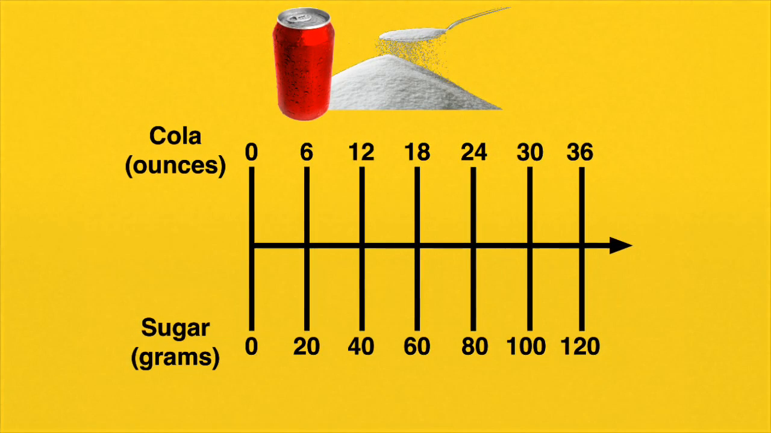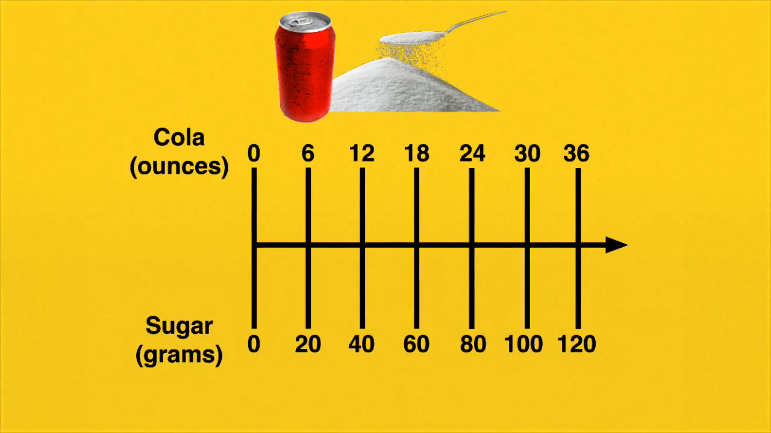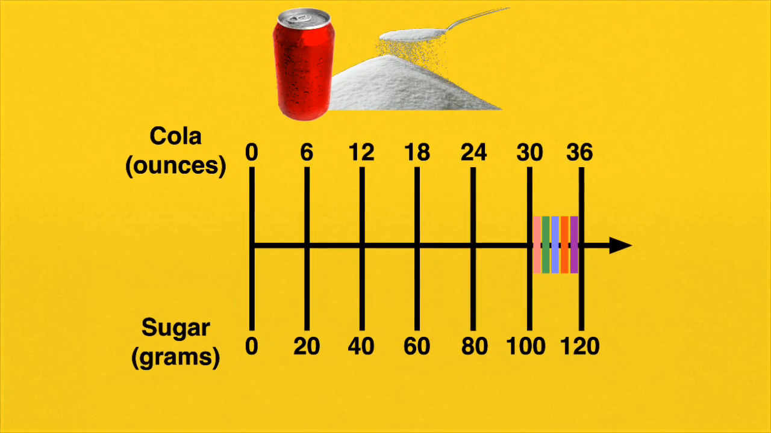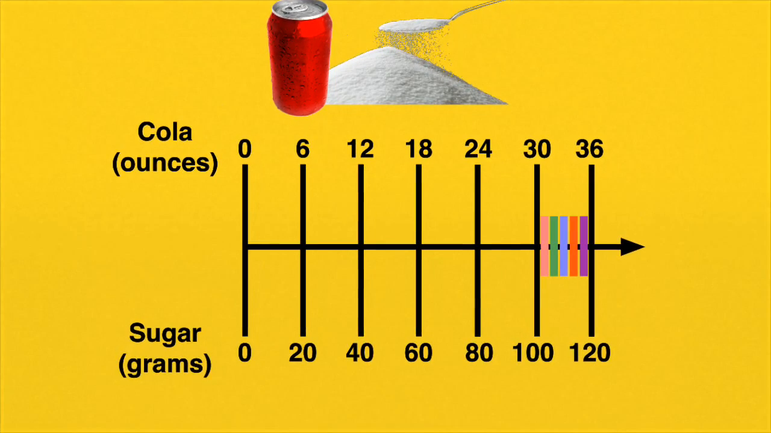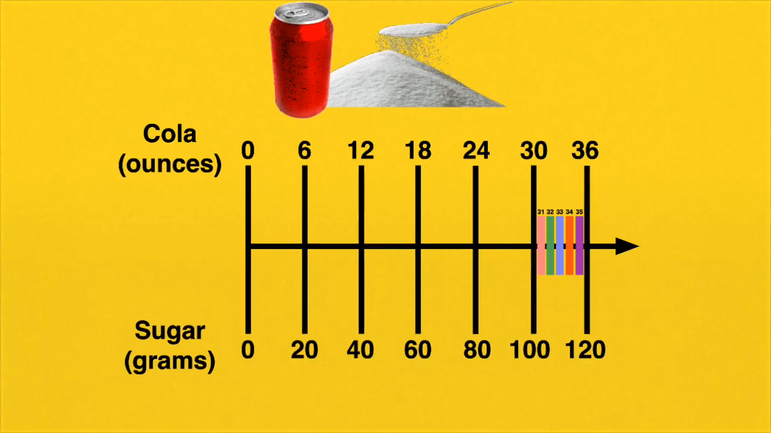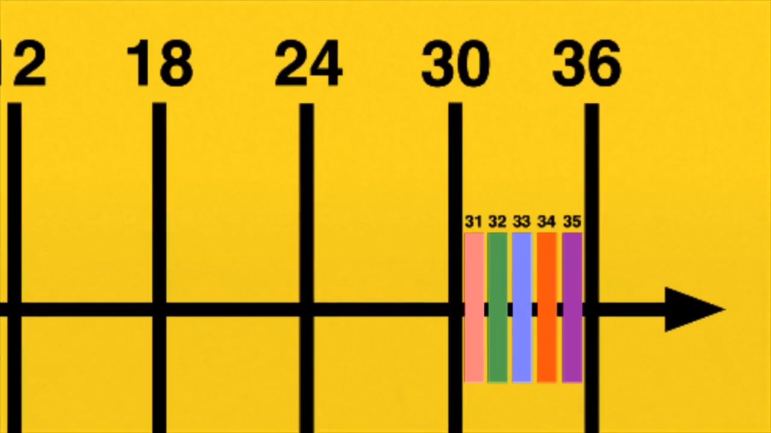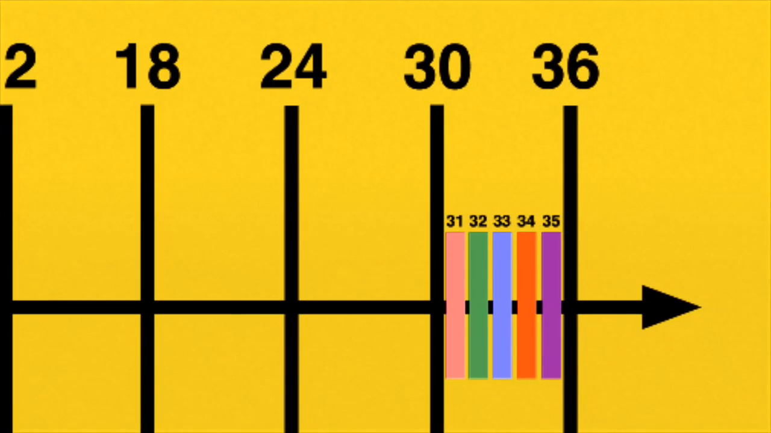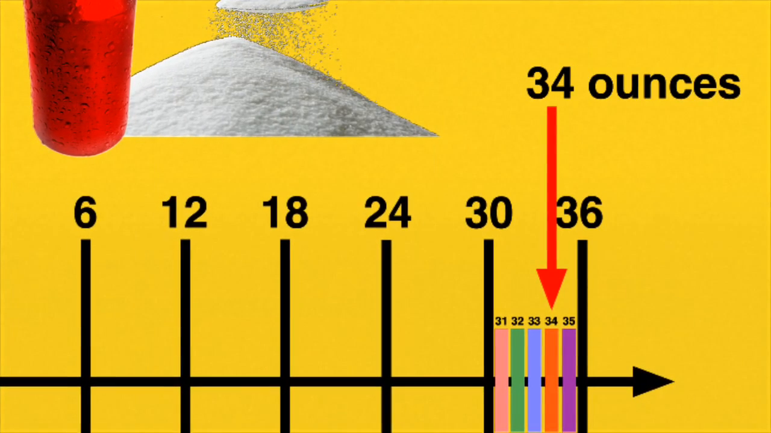So 0 will go to 0, of course. 20 grams of sugar will go with the 6 ounces like we had in our table, and so on and so forth. Okay, so what I'm going to do is focus in on this area where the 34 ounces would be. It's between the 30 and 36. So what we'll need to do is make some new hatch marks that will give us all the values between 30 and 36. And if I zoom in, you can see them right there: 31, 32, 33, 34, and 35. Of course, those would be the numbers between 30 and 36. And so our 34 ounces would be right there.